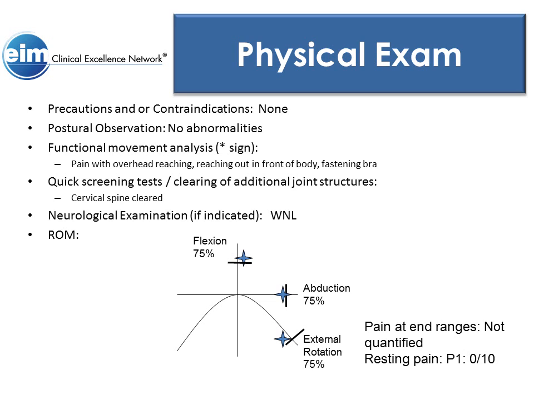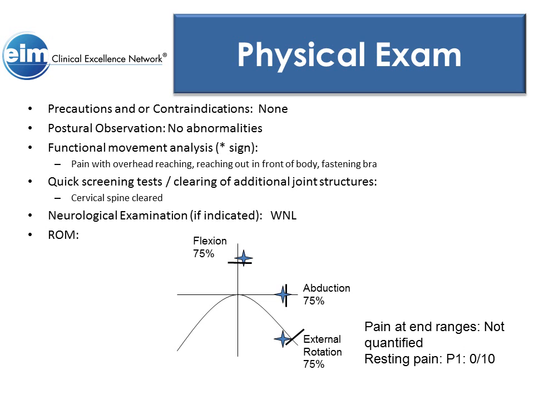So there are no precautions or contraindications with this patient. She has no abnormalities in her posture. Functional movement is the pain with overhead reaching on in front of her body and fastening her bra. I did clear the cervical spine. Her neuro exam was within normal limits.